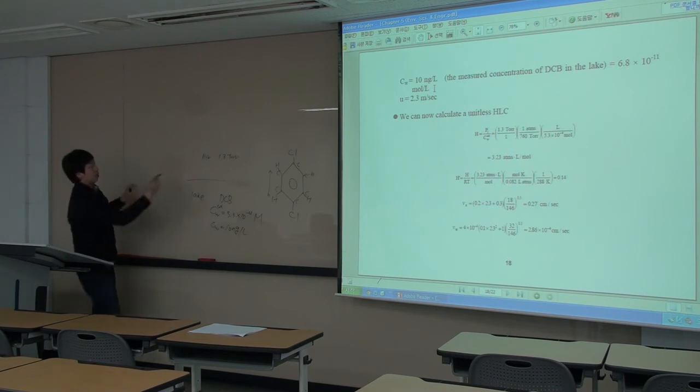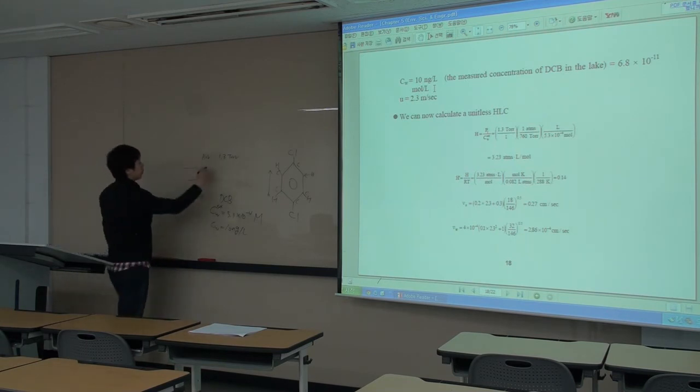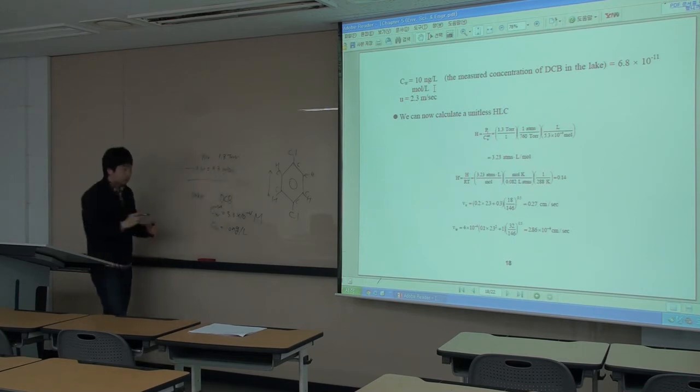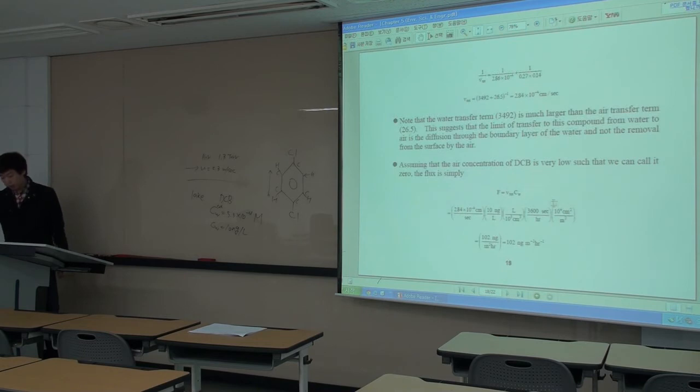And as I already told, there is some wind above this interface. The wind velocity is 2.3 meters per second. So the problem is: how can we calculate the Henry's law constant, the velocity of the particles in air, the velocity of particles in water, and finally the flux?